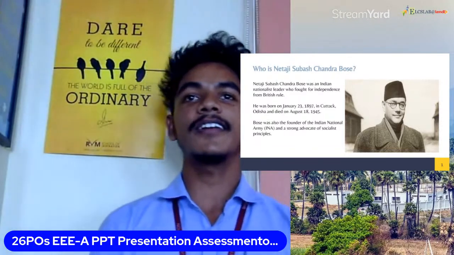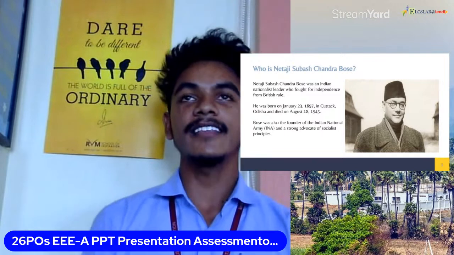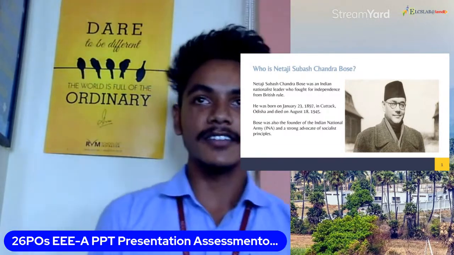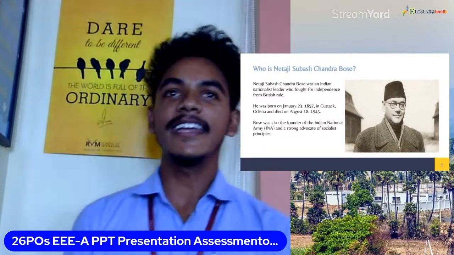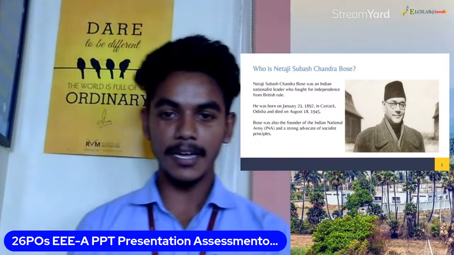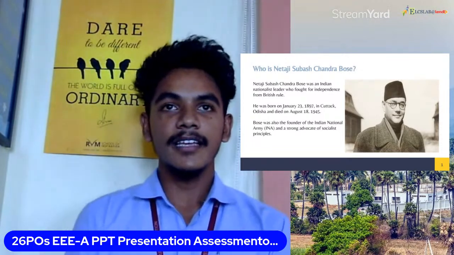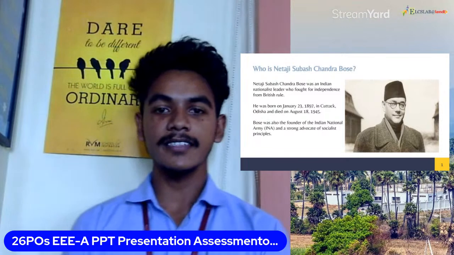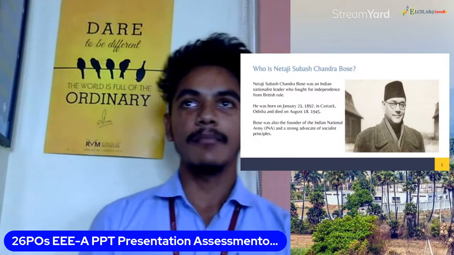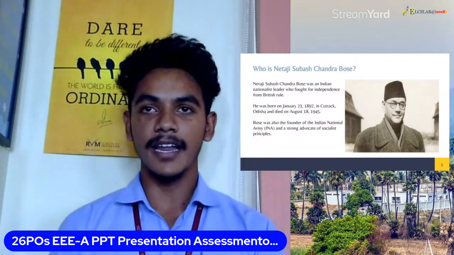My favorite freedom fighter, Netaji Subhash Chandra Bose. Netaji Subhash Chandra Bose was born on 23rd January 1897 in Cuttack. His parents are Janaknath Bose and Prabhati Bose. He completed his education at Presidency College, Kolkata. Later, his parents sent him to the University of Cambridge.